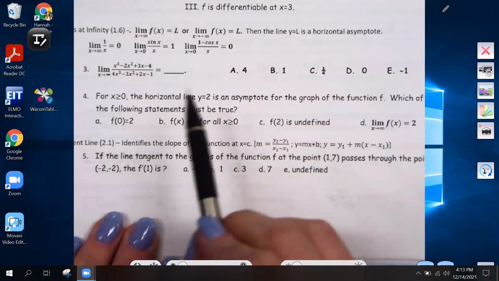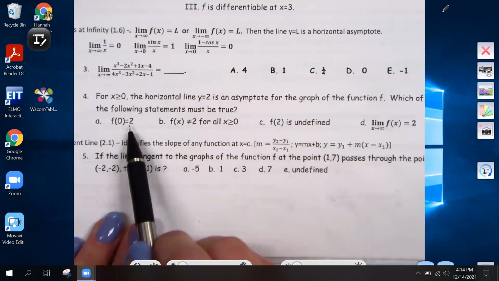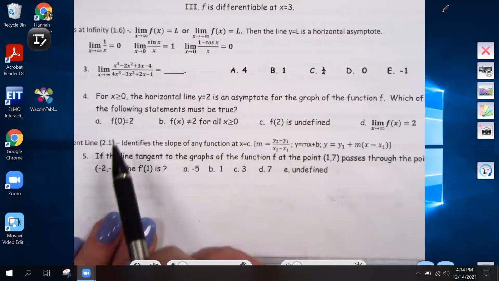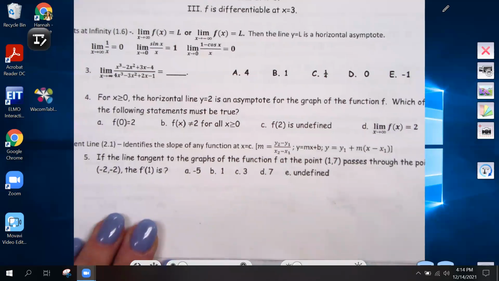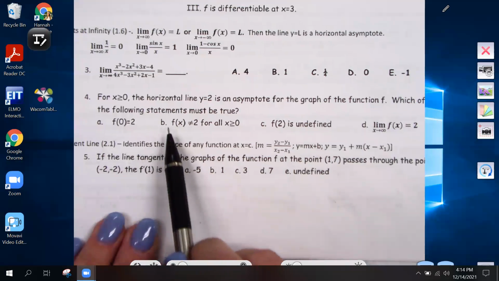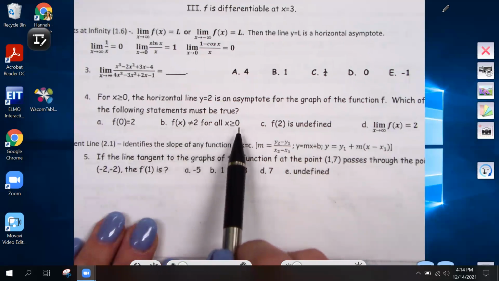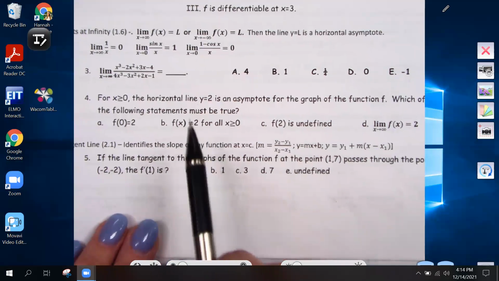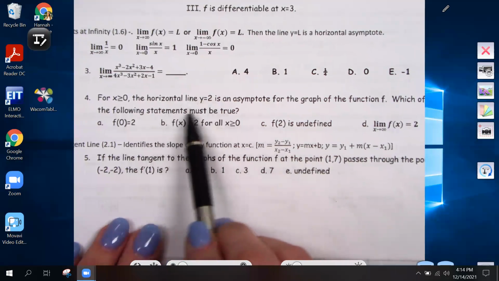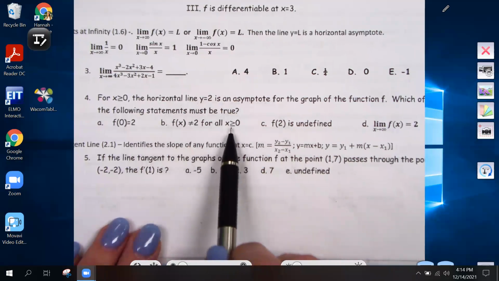And we know that y equals 2 is an asymptote, so my guess would be that we don't even have a y value of 2 in our graph. For part B, f of x cannot equal 2 for all x greater than or equal to 0. When I first read this, I thought that one would be true, because if y equals 2 is a horizontal asymptote, then none of our y values could equal 2.